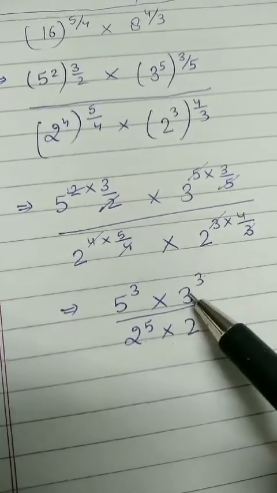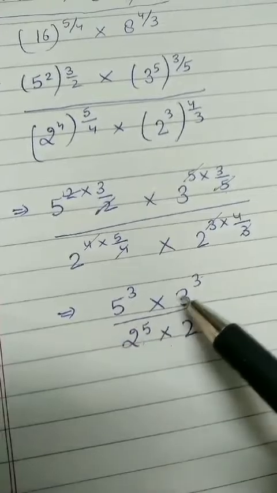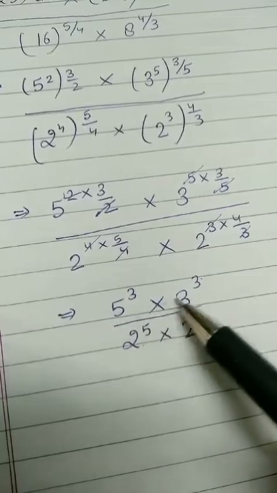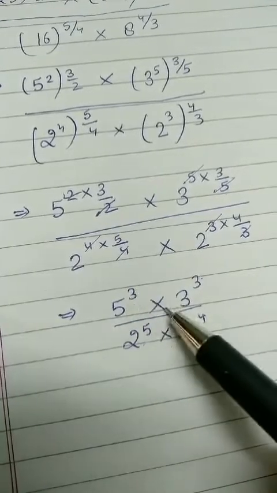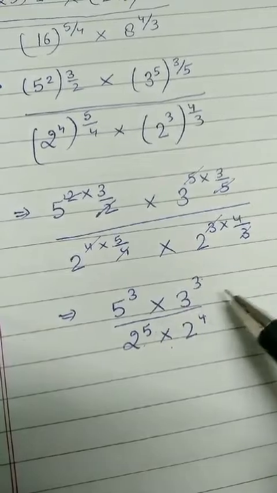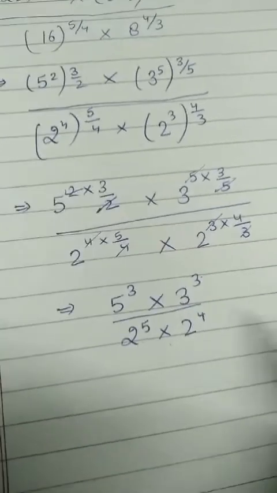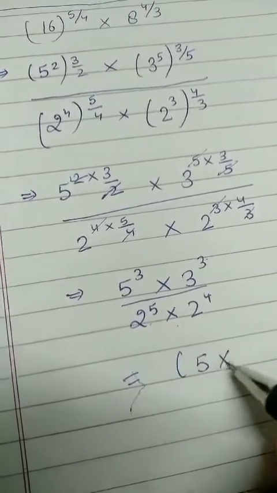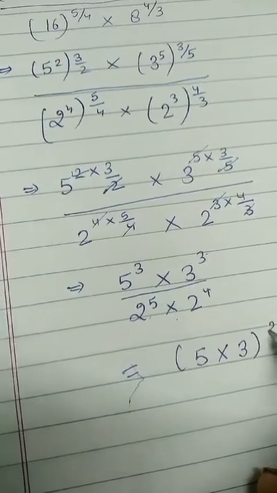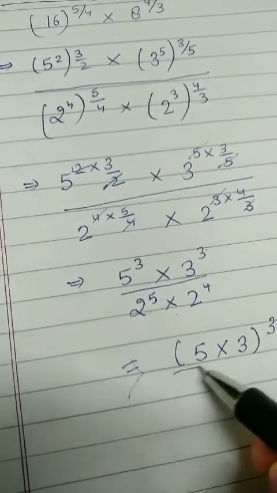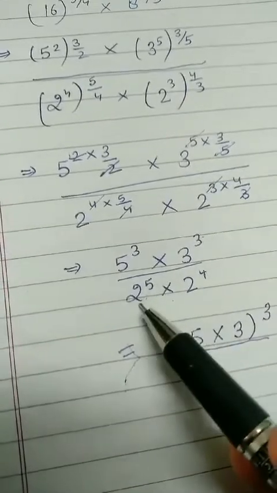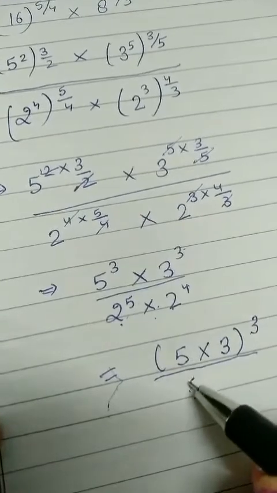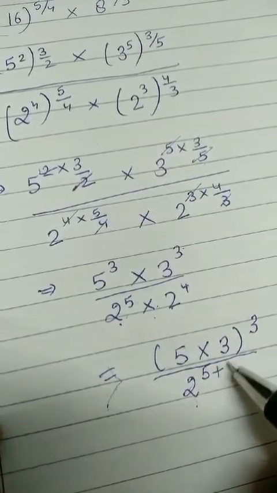Now look at the numerator. In the numerator, bases are different but the power is same. So we can use the law, that is a raised to power m into b raised to power m is equal to a into b raised to power m. So we can write the numerator as 5 into 3 raised to power 3, and for the denominator, bases are same in multiplication, so powers will be added. So this is 2 raised to power 5 plus 4.